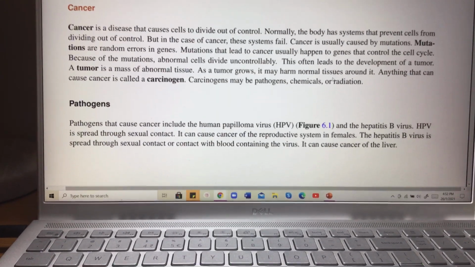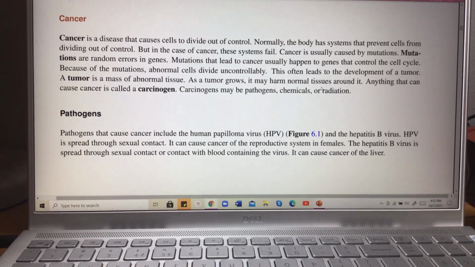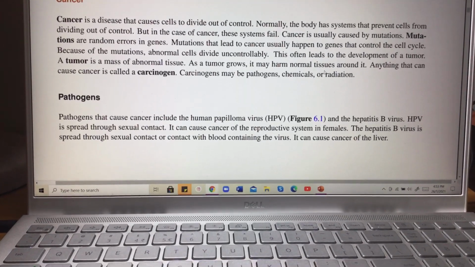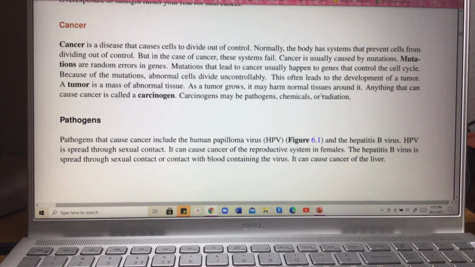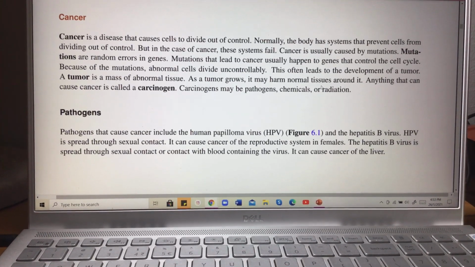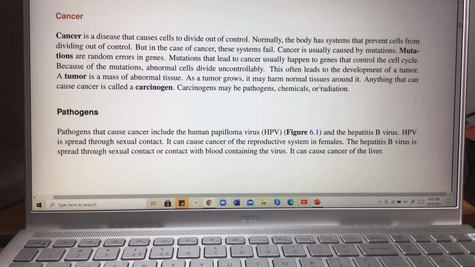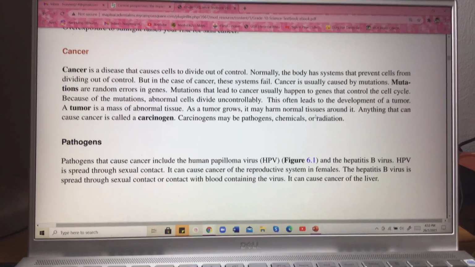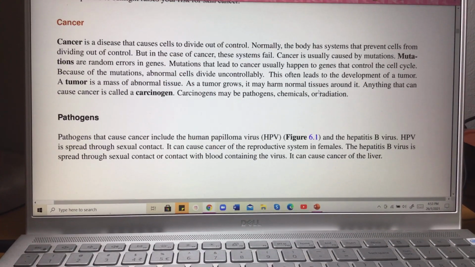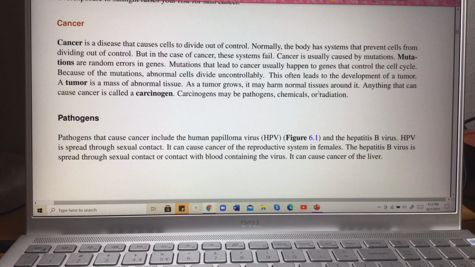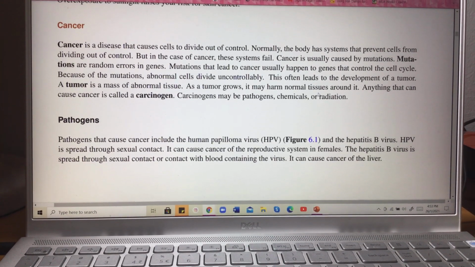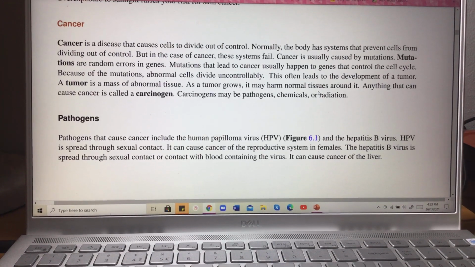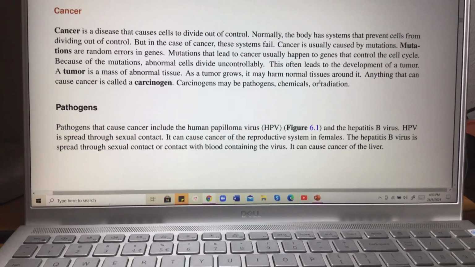Cancer is a disease that causes the cells to divide out of control. Normally, the body has systems that prevent cells from dividing out of control. But in the case of cancer, these systems fail, and cancer is usually caused by mutation. Mutations are random errors in genes. Mutations that lead to cancer usually happen to genes that control the cell cycle. Because of the mutations, abnormal cells divide uncontrollably.